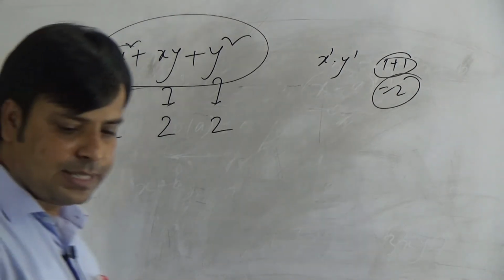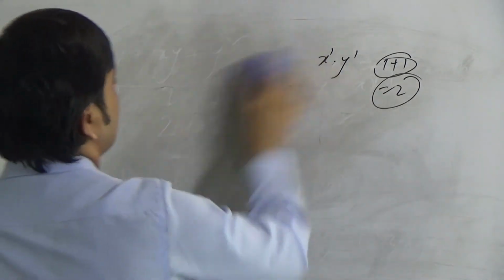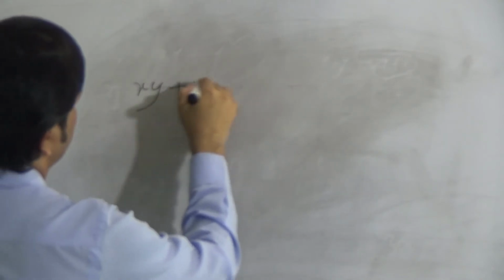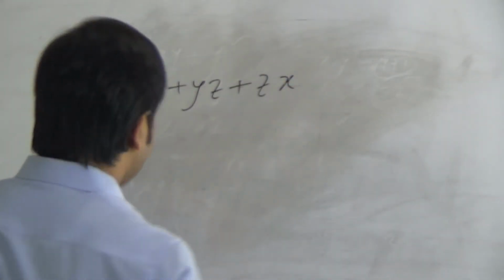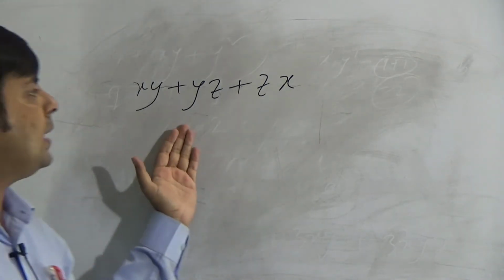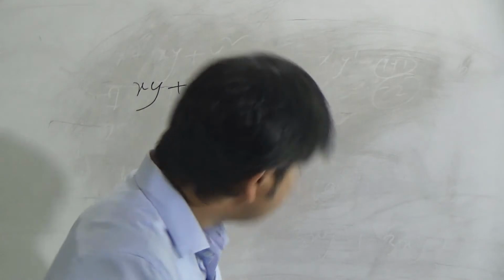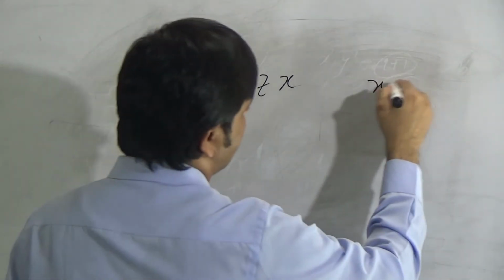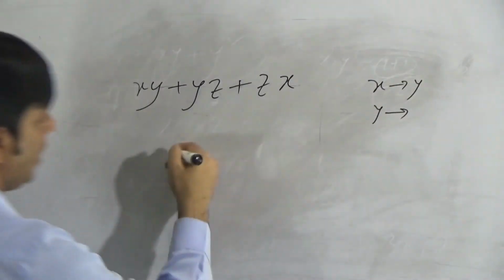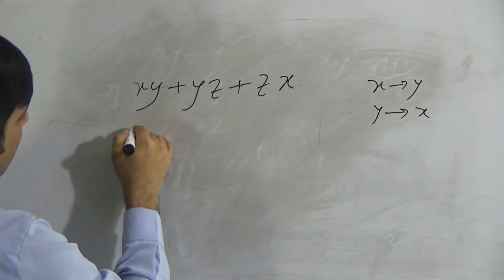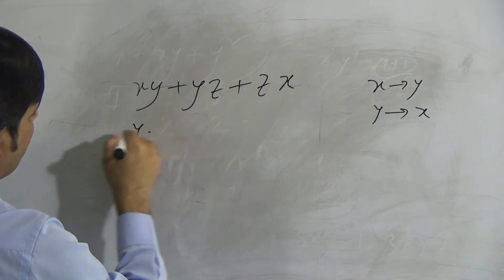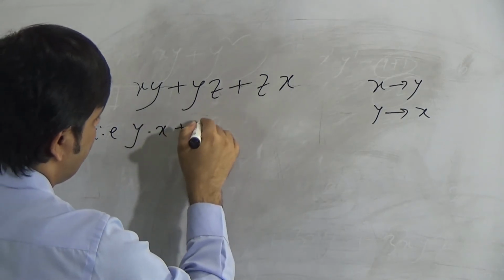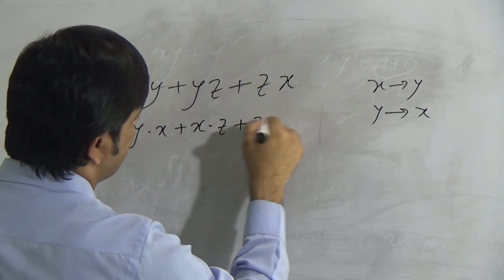Symmetric expression. Dear students, now try to understand here. I am writing an expression here, xy plus yz plus zx. Now interchange any two variables. Suppose we are interchanging x by y and y by x. So interchanging x by y and y by x, we get y into x, plus x into z, plus z into y.